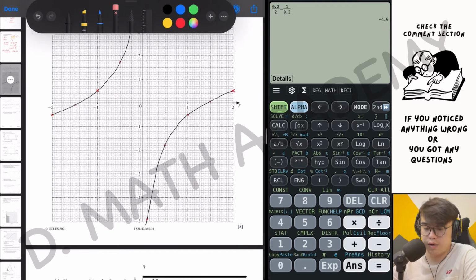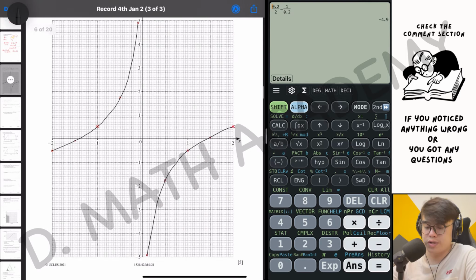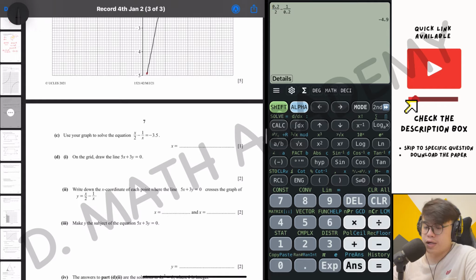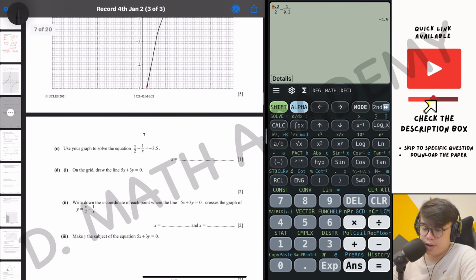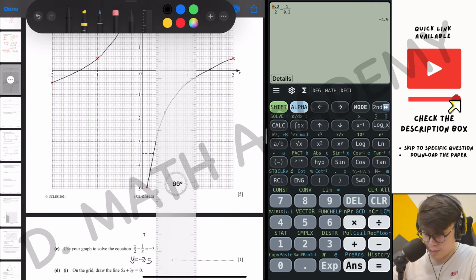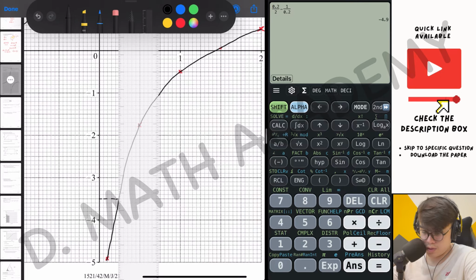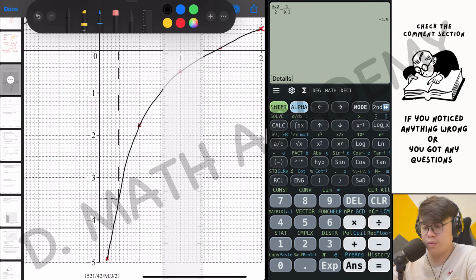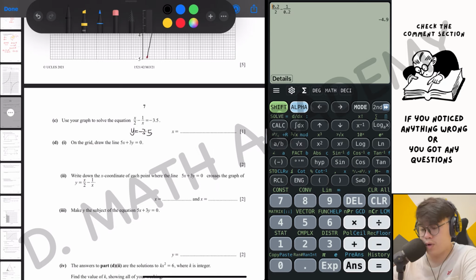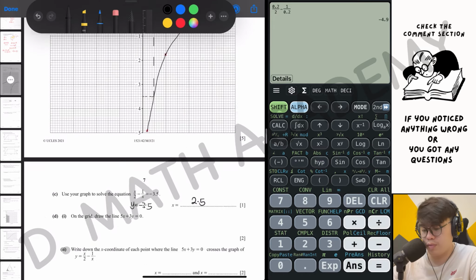So this is how it would roughly look like if you were to sketch it out. So we are done with the drawings now. Use your graph to solve this when it is negative 3.5. So let's check when y equals negative 3.5. How much would it be? Negative 3.5 is here. That would make it 1, 2, about 2.5. So x is 2.5. Then moving on to the next question.